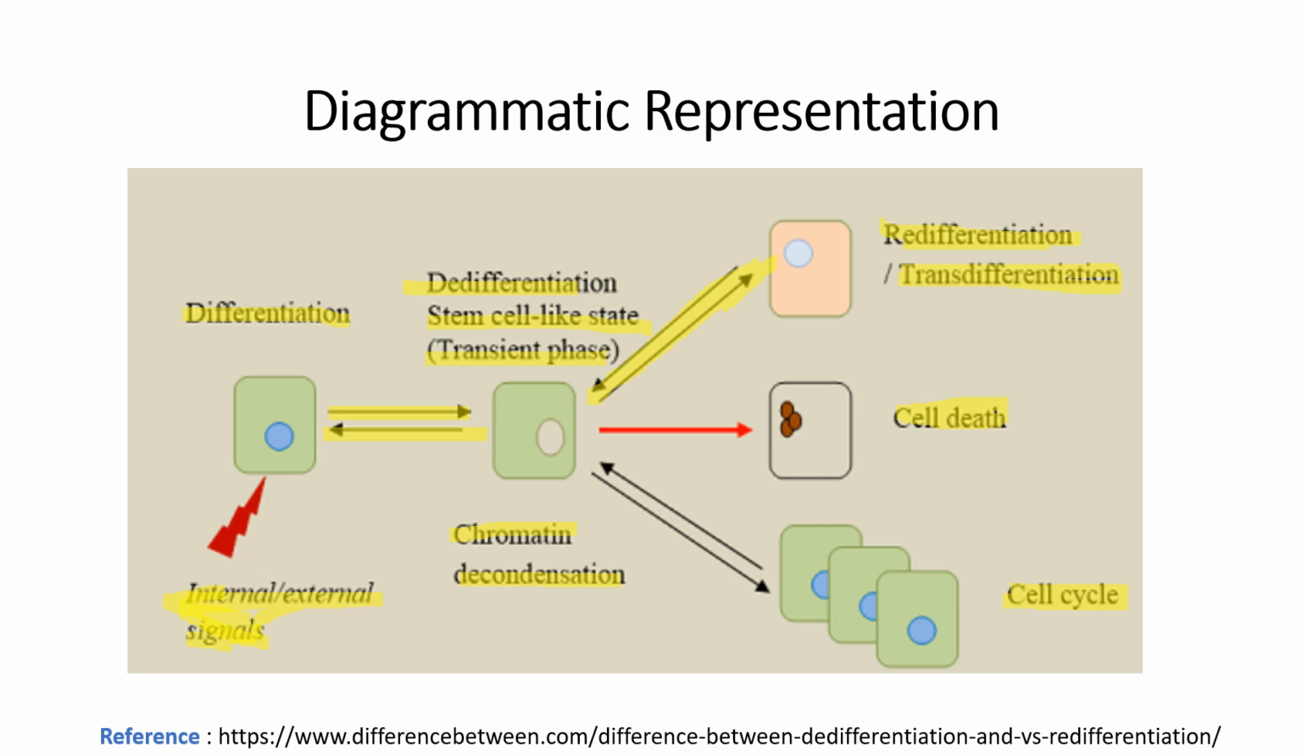This makes it more understandable what the processes are, how they go, and how differentiation can be converted into dedifferentiation. Dedifferentiation can further be converted into differentiation. Then differentiation gets converted into redifferentiation, and redifferentiation gets converted into dedifferentiation. So this was all about differentiation, dedifferentiation and redifferentiation. In the next slide, we will discuss the difference between dedifferentiation and redifferentiation.